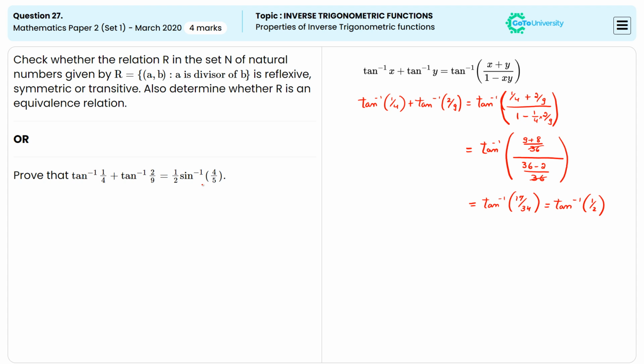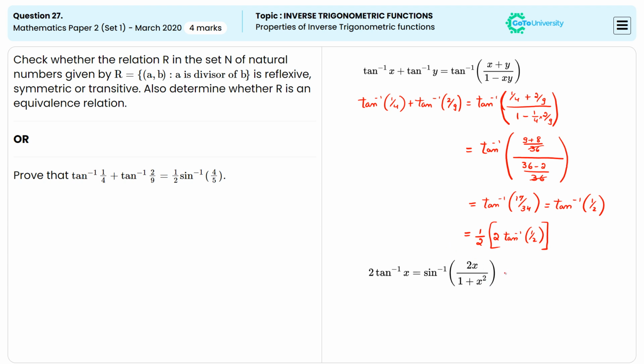Now as we can see on the RHS here, we have got half times sine inverse of something. So I'll take half outside. So I can take this out as half times 2 times tan inverse of 1 over 2. Now we know the formula of 2 times tan inverse x, which can be taken as sine inverse of 2x divided by 1 plus x square.